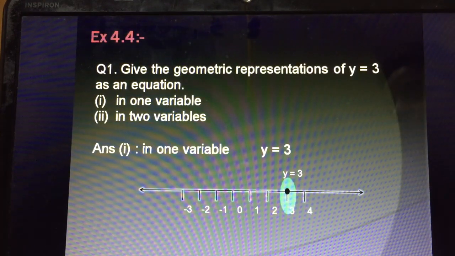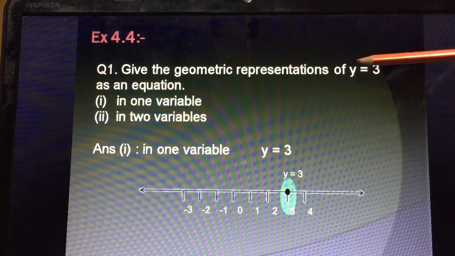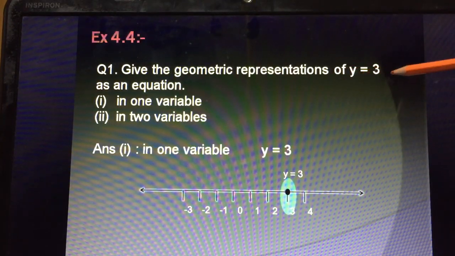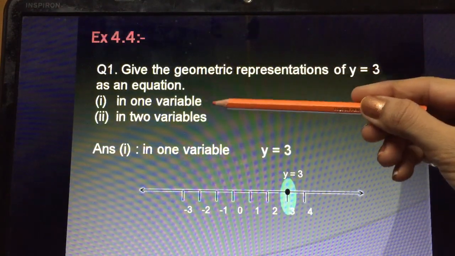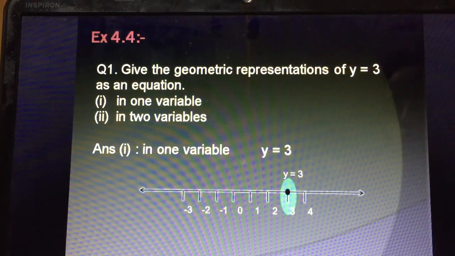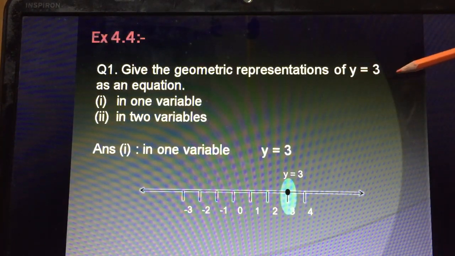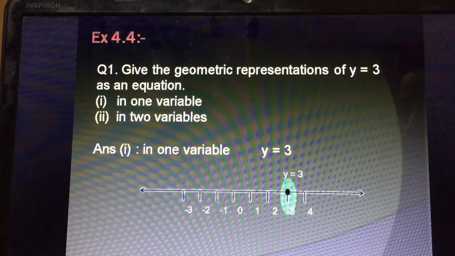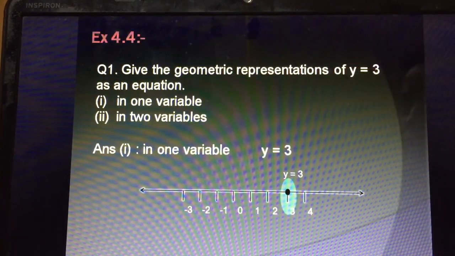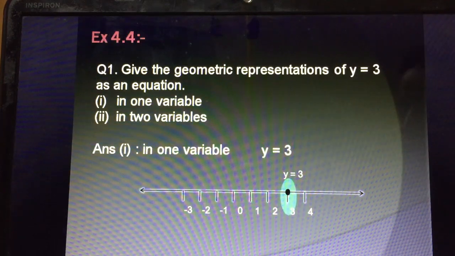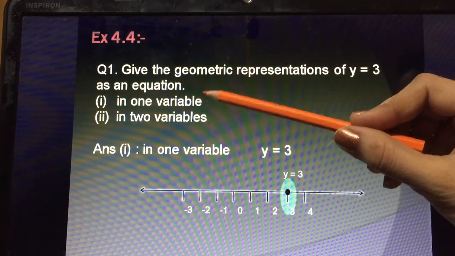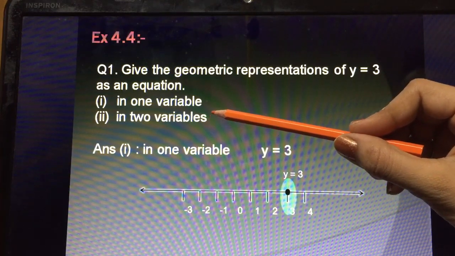सो 4.4 क्वेश्चन नंबर 1, गिव द ज्योमेट्रिक रिप्रेजेंटेशंस ऑफ y इक्वल टू 3 as an equation in 1 variable and in 2 variables. So we are given an equation y equal to 3. अब इसे देखकर आप समझ जाएंगे y equal to constant की फॉर्म में है, that means ये equation आपकी कैसी होगी? Yes, ये आपकी equation x एक्सिस के पैरेलल होगी. ओके, अब आपको ये 2 तरीके से इसका ज्योमेट्रिक रिप्रेजेंटेशन देना है.